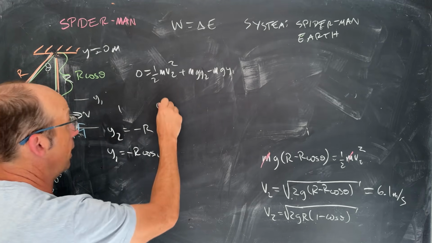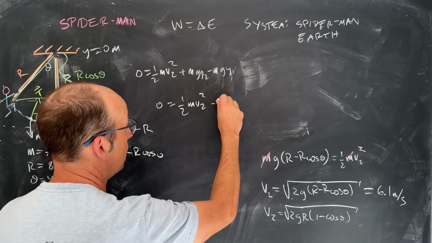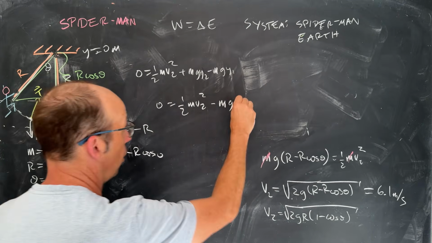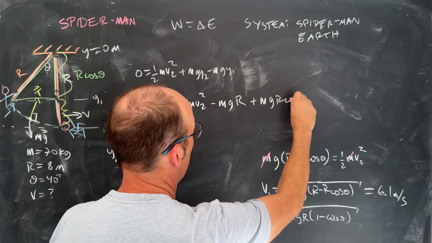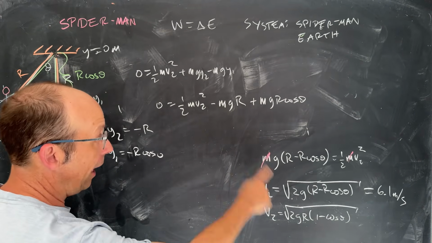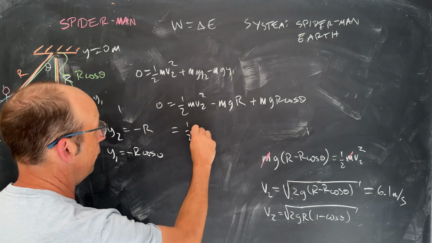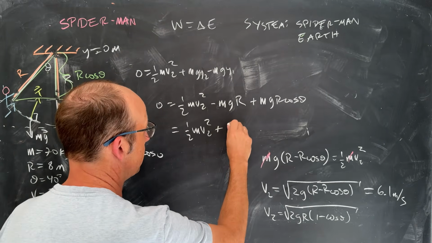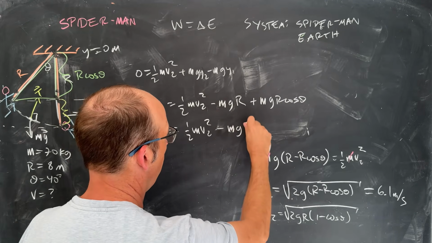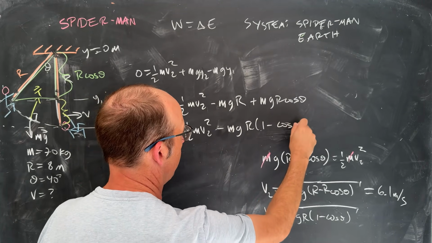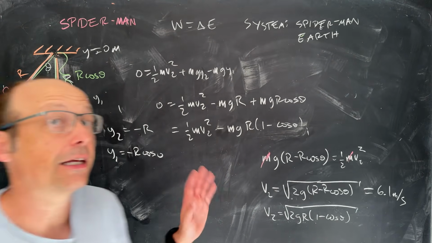So if I put that in my equation, I get 0, 1/2 mv2 squared minus mgy2, which is r. See, I factored out the r. And then I have plus mgr cosine theta. Now, I can factor out the minus mgr, and I get 1/2 mv2 squared plus minus mgr times 1 minus cosine theta, because I factored out a minus there. But now you see, I'm getting right back to where I got before. I'm going to get the exact same answer.